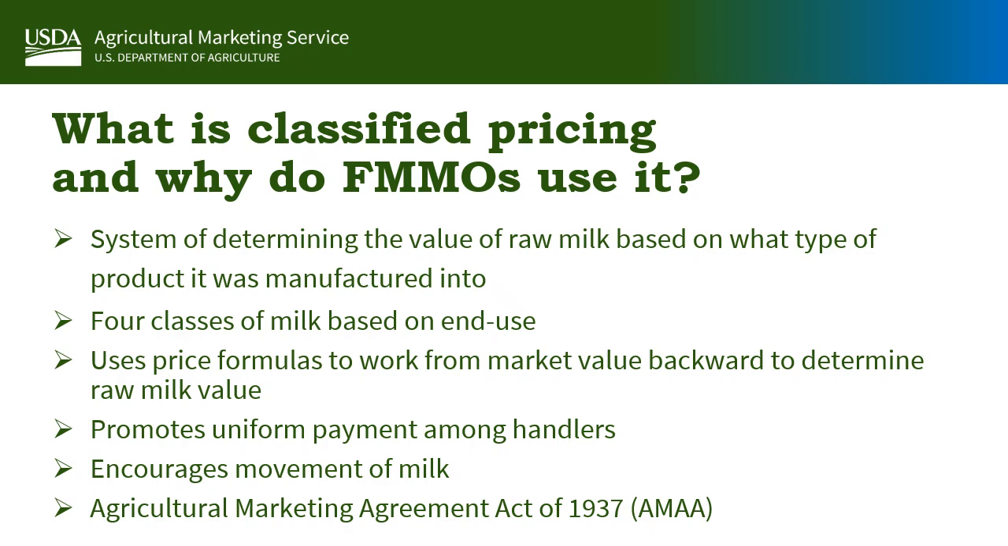Finally, classified pricing encourages the movement of fluid milk from milk surplus areas, where lots of milk is produced at a lower raw milk value, into milk deficit areas, where there is too little milk being produced to serve the population, resulting in a higher raw milk value in those areas. The use of classified pricing is a main function of the Federal Milk Marketing Orders as authorized by the Agricultural Marketing Agreement Act of 1937, or AMAA.